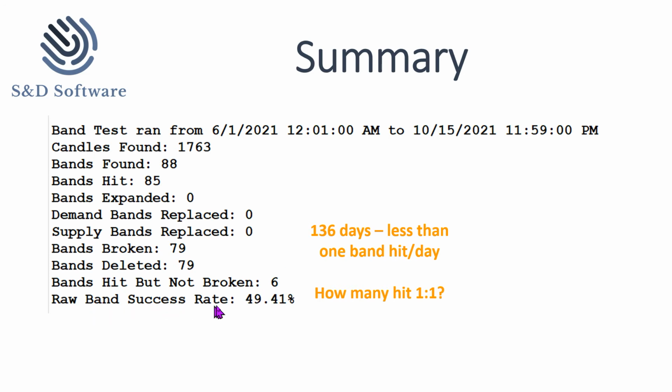And then we have our raw band success rate, and that's how many trades hit 1-to-1. So price came back to the band, and it achieved 1-to-1 or greater before coming back and totally violating through the band. So that was 49.41% in this example.